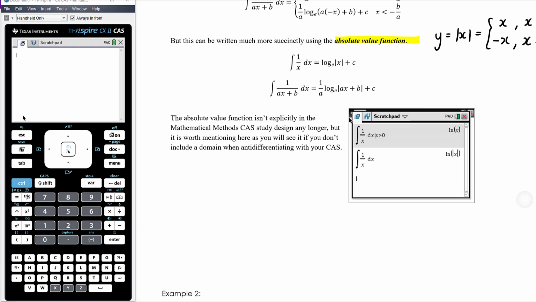Now I don't want this to freak you out when you see it in your CAS, so I want you to understand that the reason it's doing that is because there's no domain restriction here. I also want you to understand that you can just write your answer with round brackets as long as there is a domain restriction in the problem. If there isn't a domain restriction, so if it doesn't say x has to be bigger than 0, then we really do need to have the absolute values.